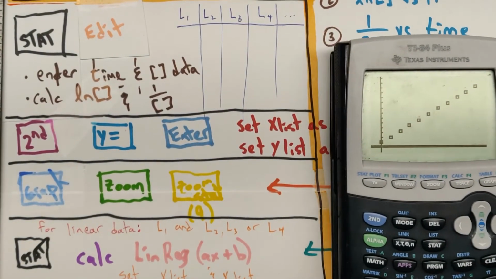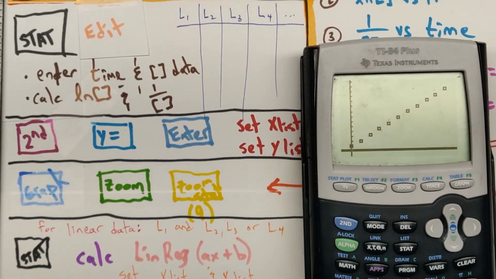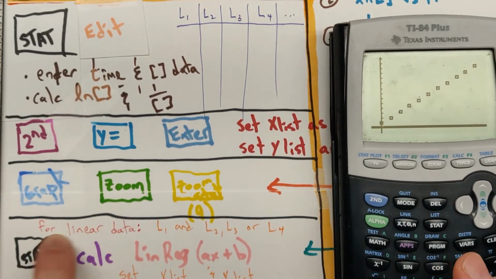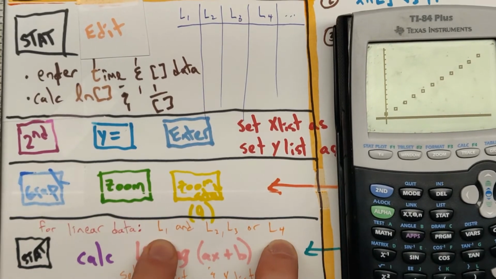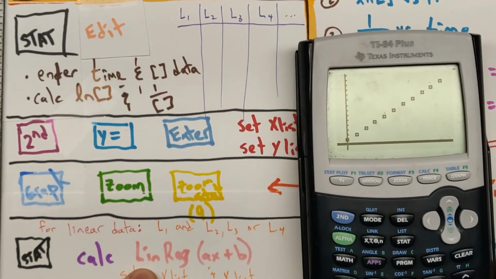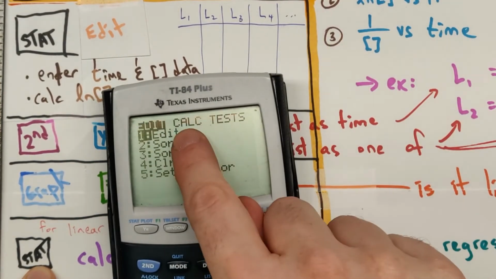For those of you who've done some graphing or statistics functions, linear regression is just the way that you find a fit line to a linear set of data. And so we're going to use our linear data, which for us was L1 and L4, the time and 1 over the concentration. And we're going to calculate a linear regression. And again, that's a stat function, so we're going to hit stat. And we want to move it over to calculate.